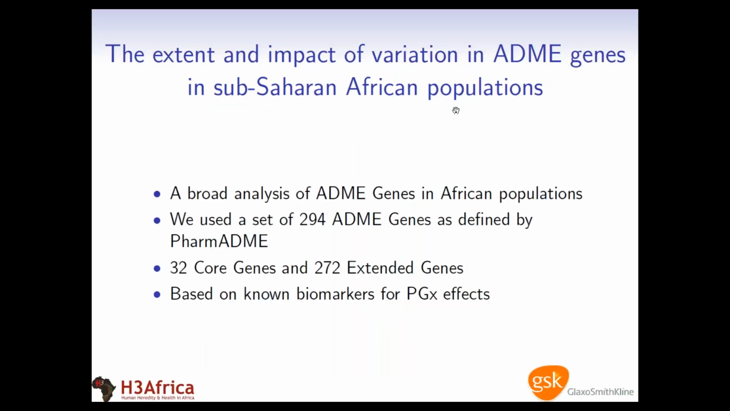Great. So I'm going to be telling you about the work we've done to try and characterize ADME variation in African populations. These are genes that may influence drug response from their pharmacokinetic sides. To do this, we started off by deciding what we want to do. We want to get a broad assessment of these genes in the datasets we have available. And we needed a set to select. So we used a list defined by PharmaADME, 294 ADME genes that we could use to mine. 32 of these genes are core genes, and 272 are extended genes. These are based on how many known biomarkers there are for pharmacogenomic effects. Core genes are those with the greatest number of biomarkers and significant evidence that they're important in pharmacogenomic roles.